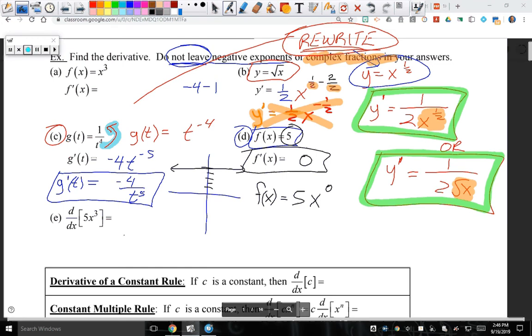If I use the power rule, and I multiply this 5 with 0, automatically what do I have? 0x to the power of what? -1. And if I were to manipulate this, I have it as 0 over x to the positive 1. And we know the answer is 0. Cool? Alright. Here we go.